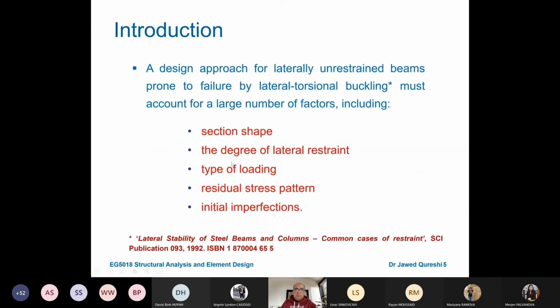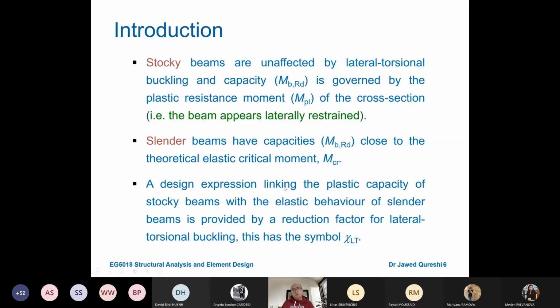Lateral torsional buckling is affected by section shape, degree of lateral restraint, type of loading, residual stress pattern, and initial imperfections. Similar to columns, stocky beams or heavy, bulky beams are unaffected by lateral torsional buckling, and normally we determine their MCRd. The beam literally appears as laterally restrained. So stocky beams will be unaffected, similar to columns, by lateral torsional buckling.